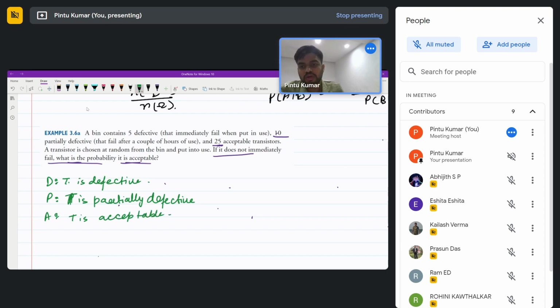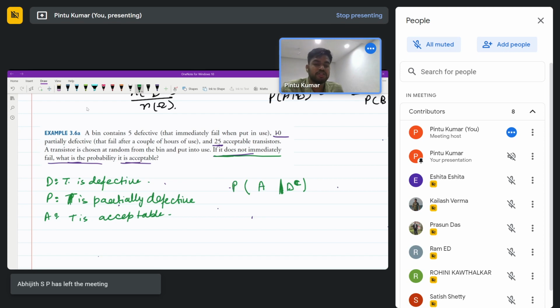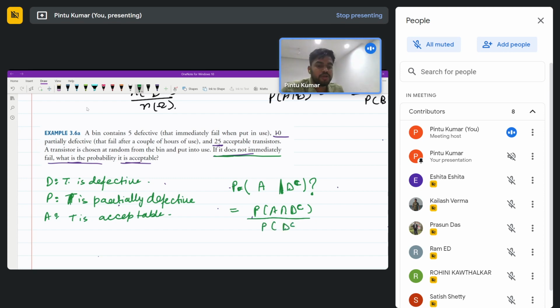So, what is asked in the question? It is given that it does not fail immediately. So it is given that the transistor does not belong to the set of transistors that will fail immediately. So you are given that D complement has happened, that the transistor didn't fail immediately. So what is the probability that it is an acceptable transistor? This is what you have to find. So what is the formula for this as derived above? This is probability of A intersection D complement divided by probability of D complement.